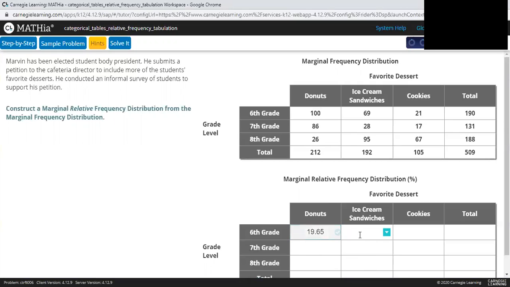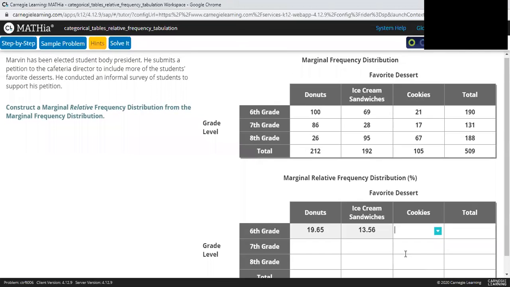So as you go through this, now 6th graders who prefer ice cream sandwiches, 69 out of 509. So 69 divided by 509. You can go ahead and calculate that in your calculator and then multiply that number by 100 to make it a percentage. So what you should be getting in your calculator is 0.1356. And then when you multiply it by 100, it moves that decimal 2 places and turns it into 13.56%. Okay, so you don't want to forget that multiplying by 100 step.